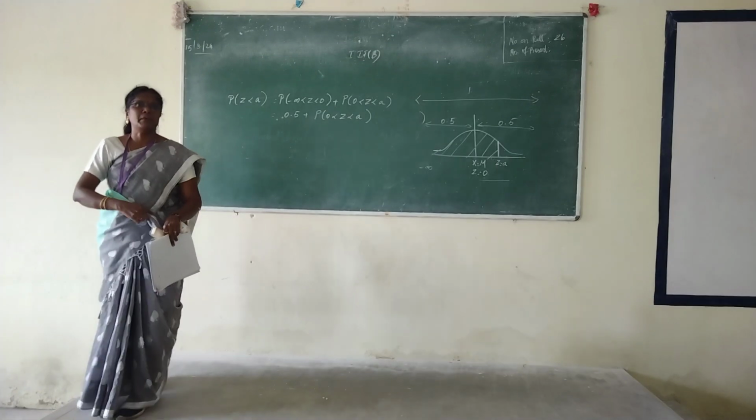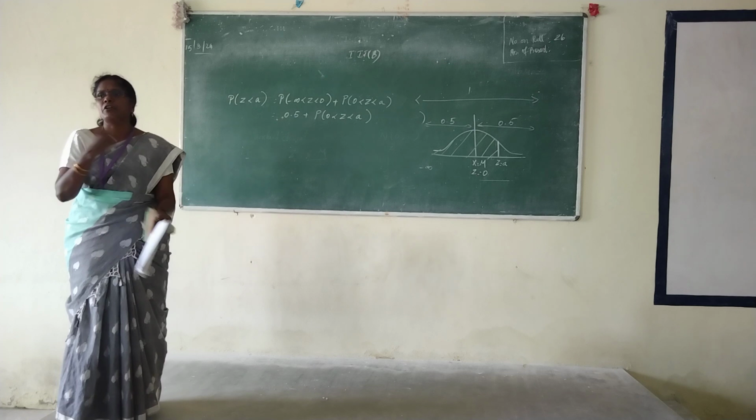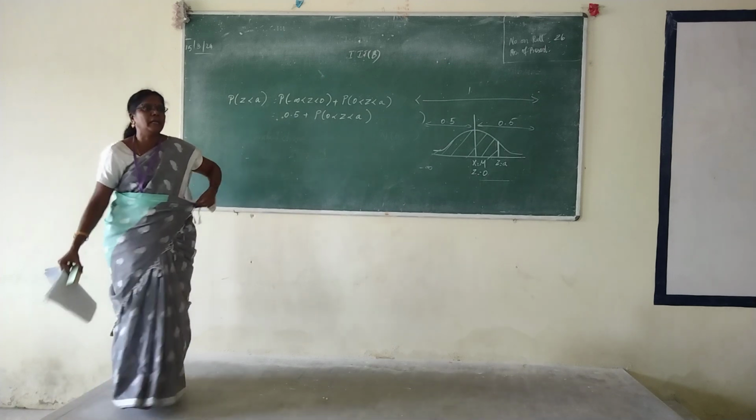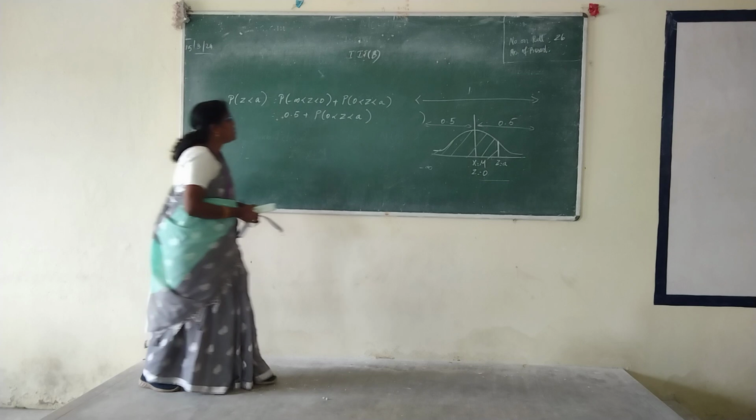Can you understand this logic? So this is how you have to convert in your problems in terms of 0 to any other value. Okay? Another one we can discuss.